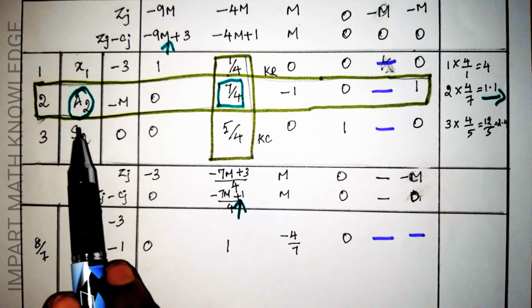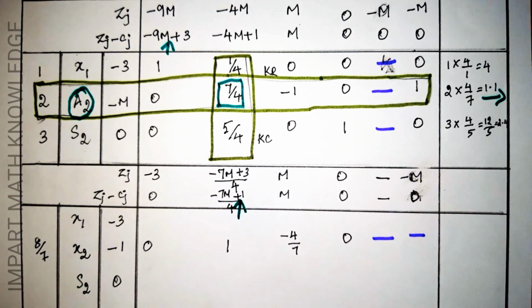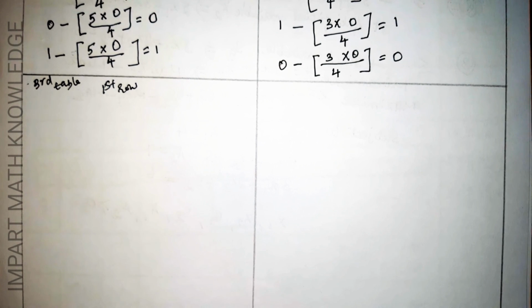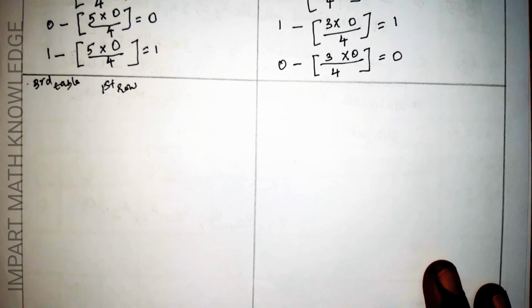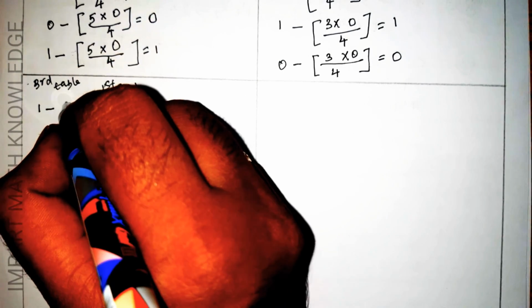Now, we want to make the other two values as 0. For that, you have to apply the formula. Let me write the values for the first row. Old value is 1. 1 minus 1 by 4 into 4 by 7 into 2. That is 5 by 7.